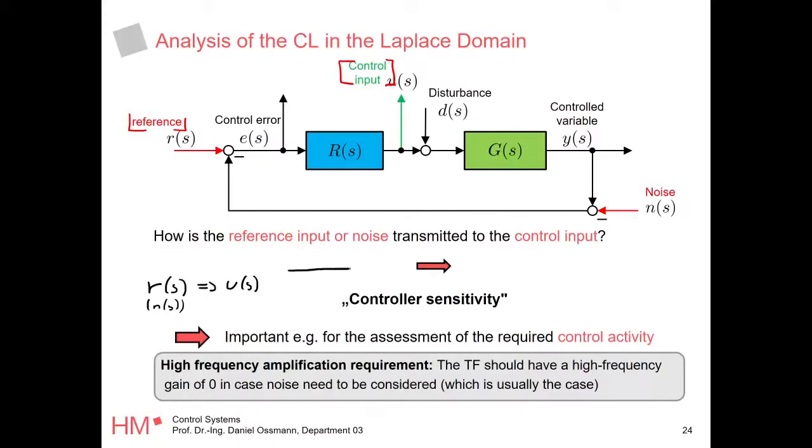And if you do that, you will realize that here now we have R of S times 1 plus R of S times G of S. And again, if you take a closer look, this guy here is nothing but the sensitivity S of S, and we're going to write this guy as R of S times S of S. And now again, you have the sensitivity function here. Now only this time you say my controller sensitivity, right? Why is this important? Again, this transfer function is important to judge the control activity, right?